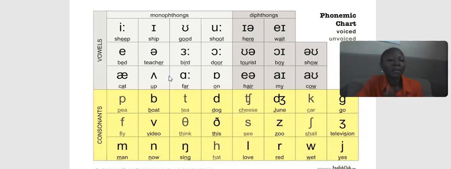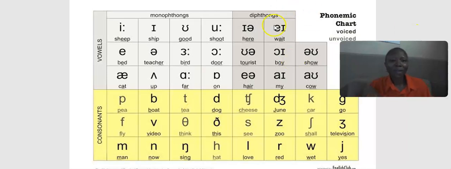A diphthong begins with the sound of a vowel and ends with the sound of another vowel in a single syllable. Okay, to me, if you have mastered your monophthongs to some extent, you shouldn't really have an issue with your diphthongs. Okay, so let's dive right in.